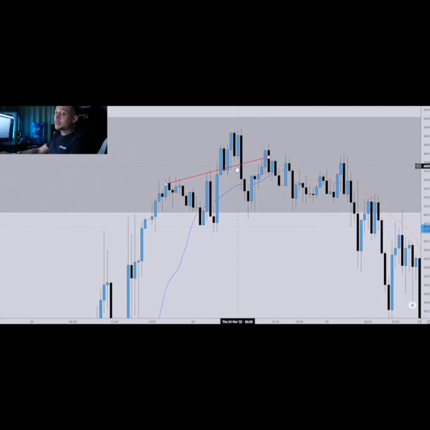You could still take the entry, but again, it's just not as high of a probability as the previous entry signals, which close above the highest high or close under the lowest low. So that is going to be an example of a bearish engulfing.